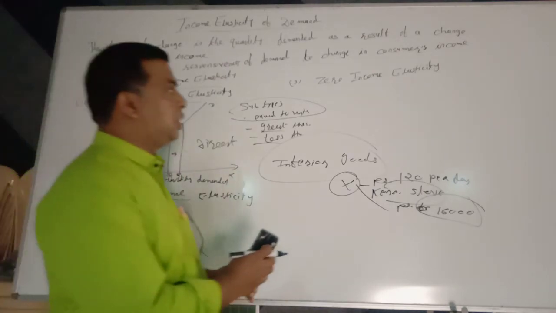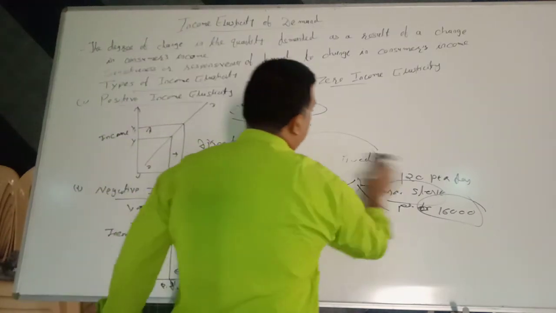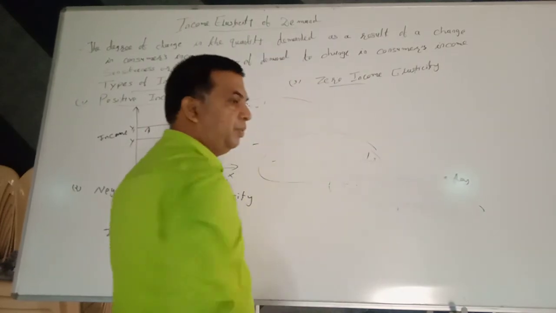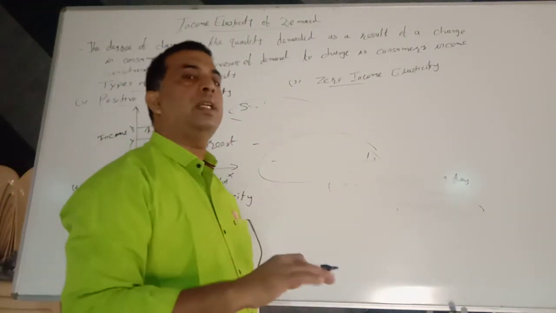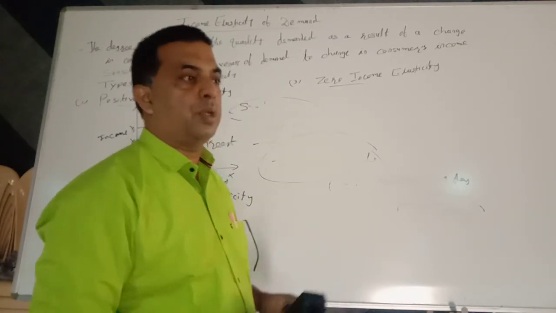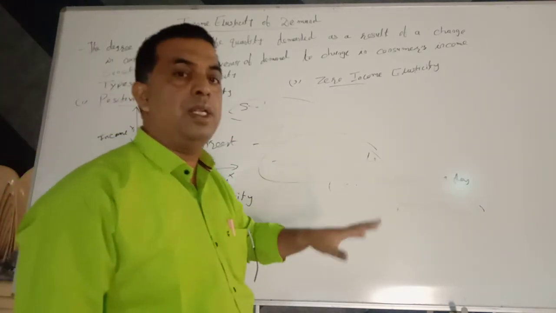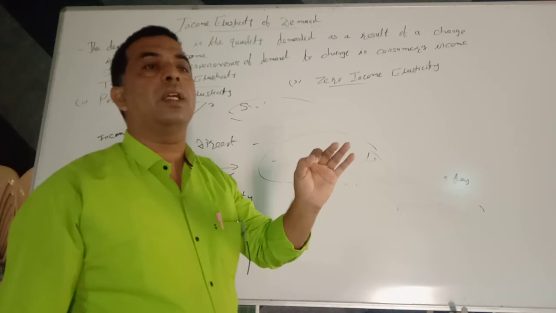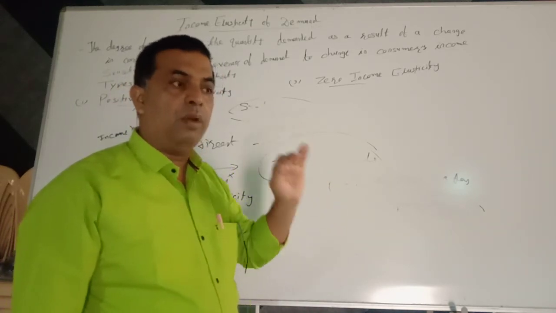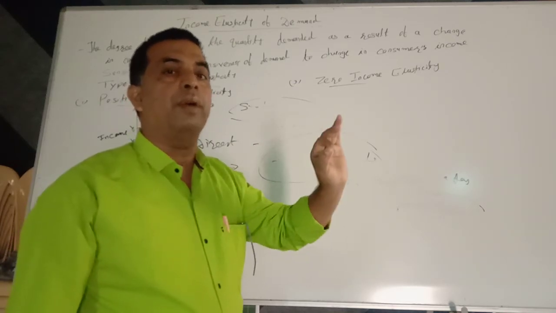Last, zero income elasticity. There are some products, some commodities, for which income elasticity is zero. It means whatever the change in the income of the consumer, the demand for the product generally remains constant. So the sensitiveness or responsiveness of demand is zero with change in income of the consumer. Which products are these? The products on which we spend a very small proportion of our income.